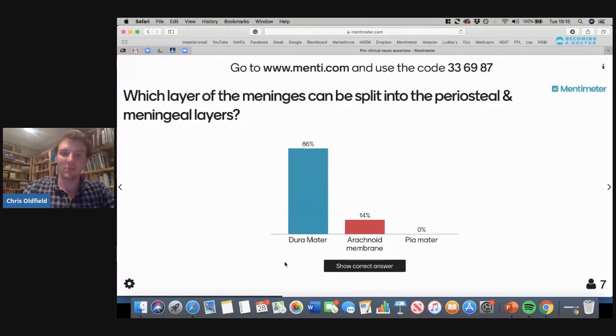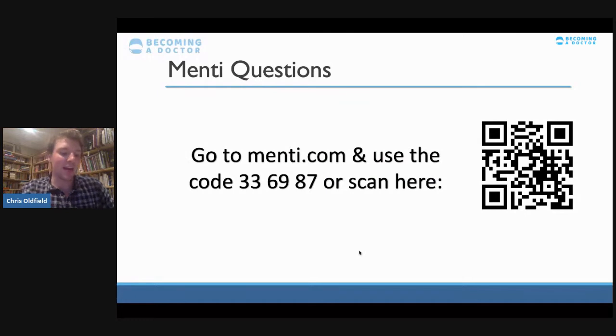Brilliant. Let's see what you put. Perfect. Again, the majority of you getting it right there. So the correct answer was the dura mater. And that's the one that can be split into the two layers. Periosteal, meaning next to the bone. So that's the outside layer, right next to your skull. And the meningeal layer is the inner layer. Again, if at any point you have any questions, just message the chat and we can answer them for you.